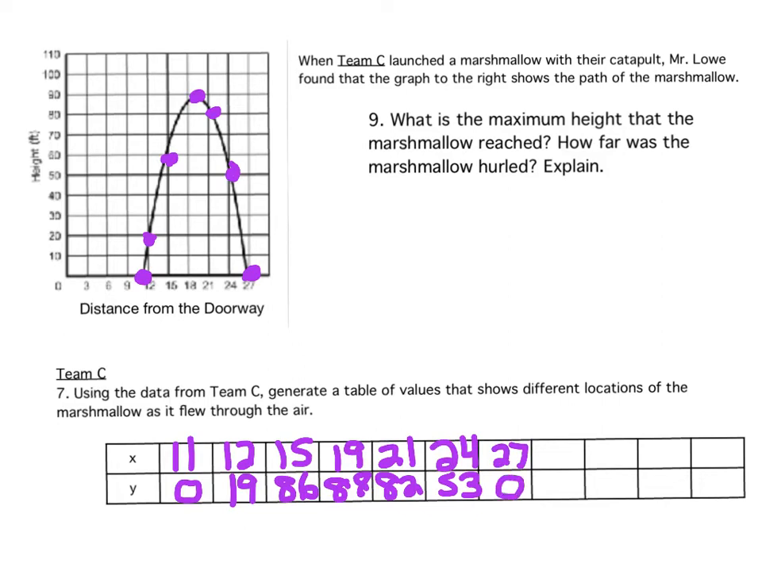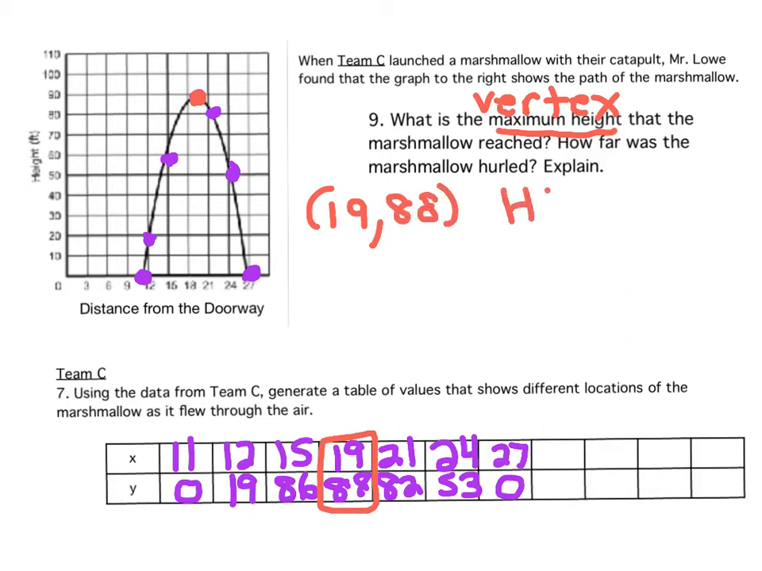So now let's analyze some of the data that we got. So it's asking us what is the maximum height that marshmallow can reach. Well, folks, when we're asked that maximum height, remember that's asking us for the vertex. And specifically, we're going to be looking for the y value of that vertex. So folks, based on our data that we came up with, our vertex would be that highest point, which would be our maximum. So our vertex would be at approximately 19, 88. So its maximum height would be about 88.